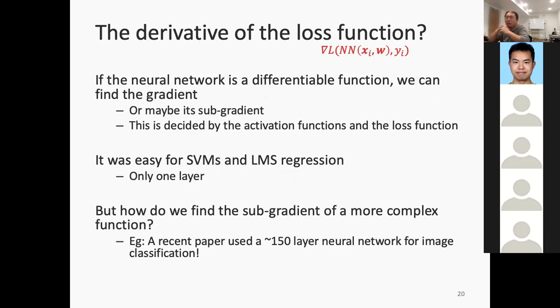Why? Because modern neural networks are really huge. Where does the buzzword deep learning come from? It comes from the deep architecture of neural networks. For example, a recent paper used about 150 layers for image classification. And if you're a researcher in computer vision, you must know the very hot neural network called ResNet. ResNet uses 250 layers. So you can imagine how deep the network is.